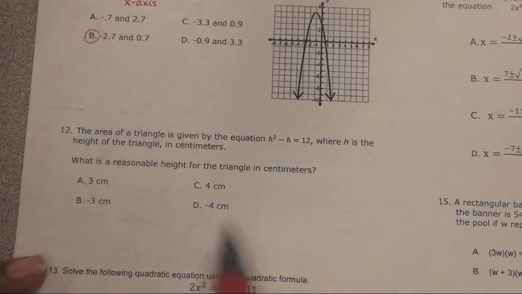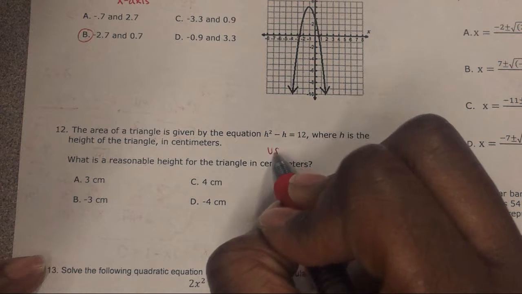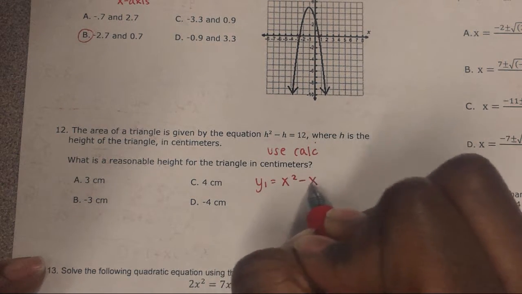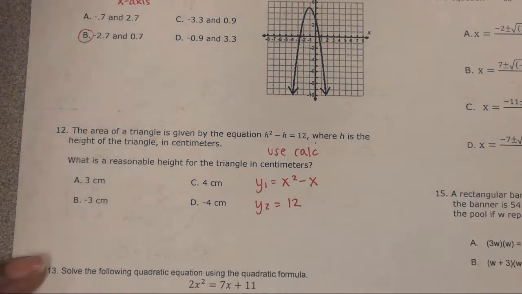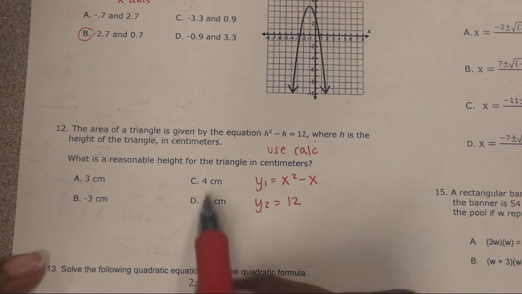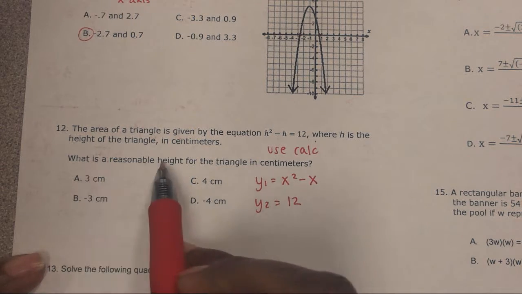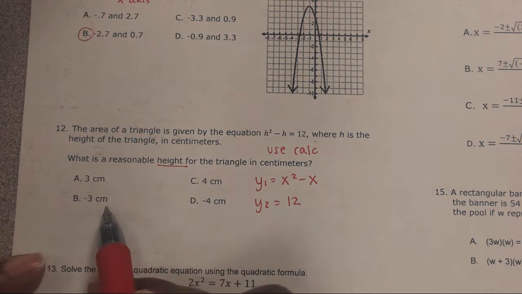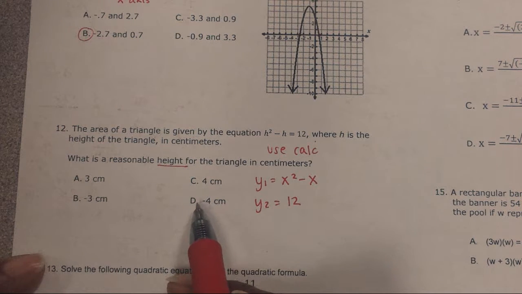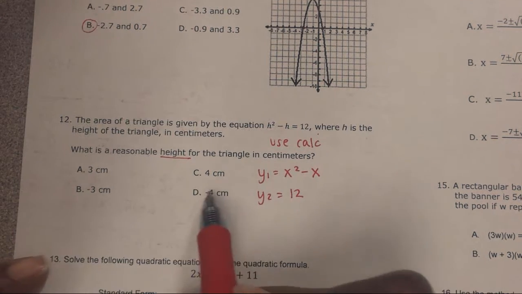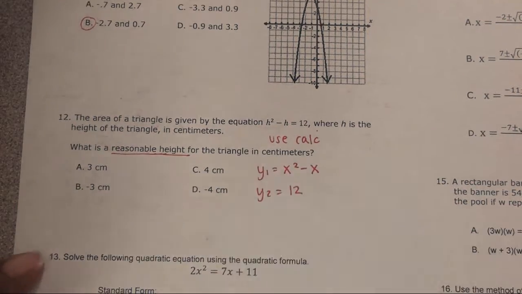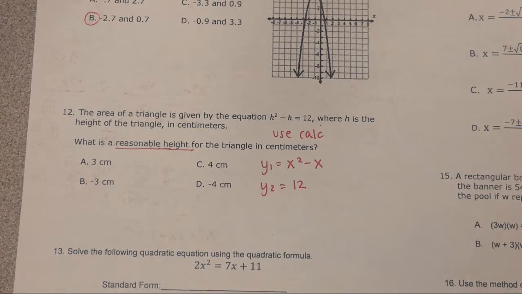All right. This one right here, use your calculator, people. In the y1, you're going to put x squared minus x. In the y2, you're going to put 12. However, the trick is, what is a reasonable height? If somebody asks you for a height and you ever give them a negative number, they're going to look at you like you're crazy. How tall are you? Oh, I'm negative 5. No, ain't nobody that short, okay? Please, reasonable. That's why it says reasonable. What makes sense? It's either going to be A or C. You can use your calculator for that one.